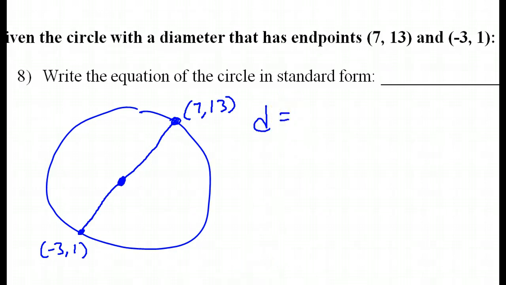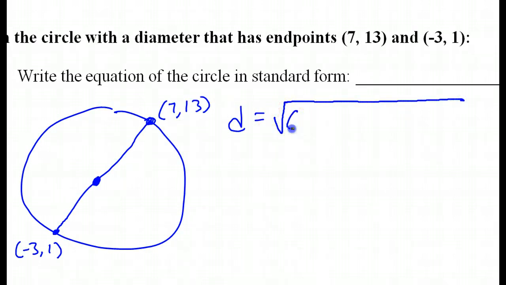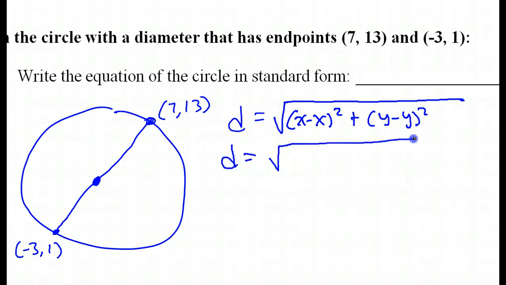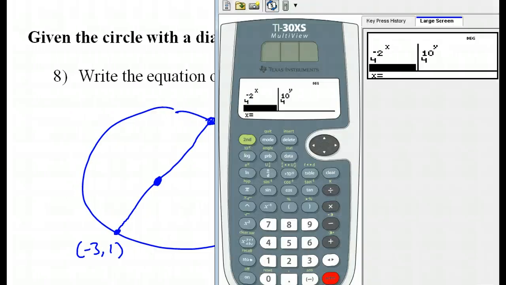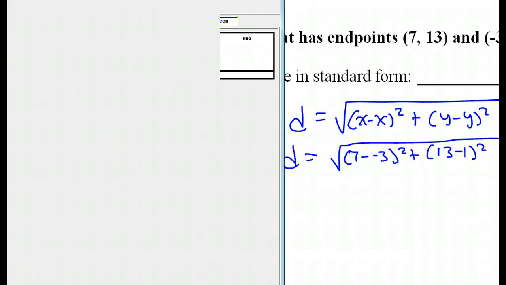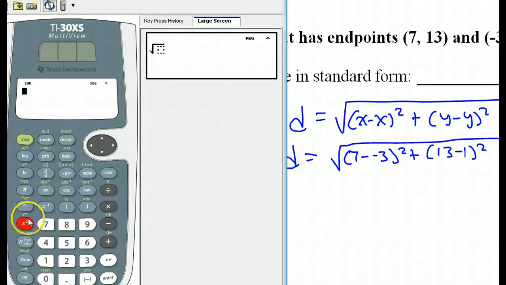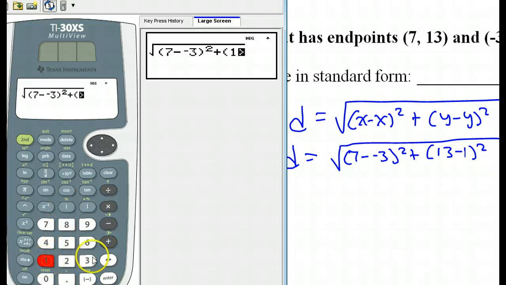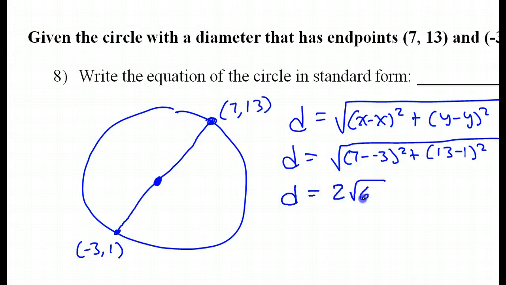So the diameter should equal, and I'm just going to use the distance formula. It's the square root of (x minus x) squared plus (y minus y) squared. So that's (7 minus negative 3) squared plus (13 minus 1) squared. Now you could do this step by step, but if you're bad at arithmetic, you could just put it all in your calculator. Like this: 7 minus negative 3, squared, plus 13 minus 1, squared. Okay, that comes out to be 2 radical 61.